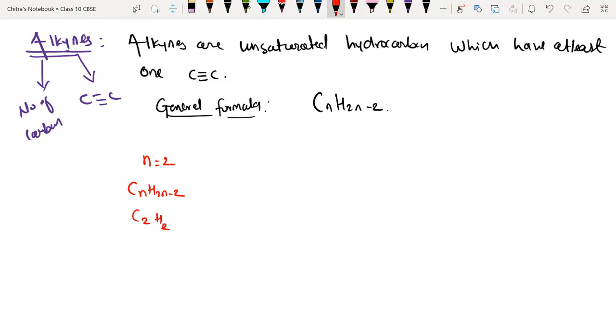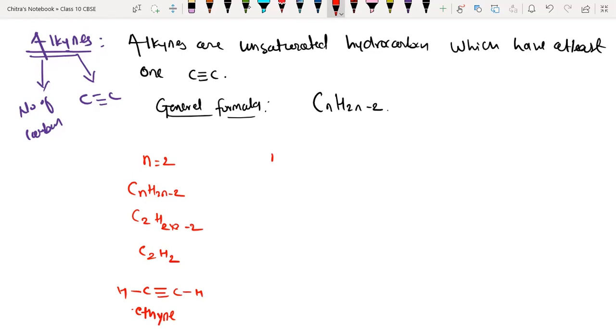So it will become C2H, 2 into 2 minus 2, 4 minus 2 is 2. So it will become C2H2. Now we have to draw the structure. Carbon-carbon triple bond is present, and here one hydrogen and here one hydrogen. Carbon will always form 4 bonds: 3 here with the triple bond and 1 with hydrogen. We have 2 carbons, so for 2 carbons we use eth, and for the triple bond we use YNE. So it will be ethyne.